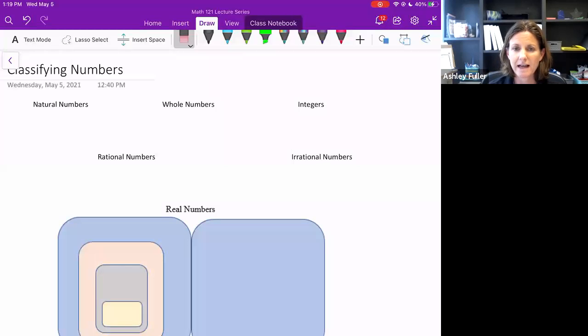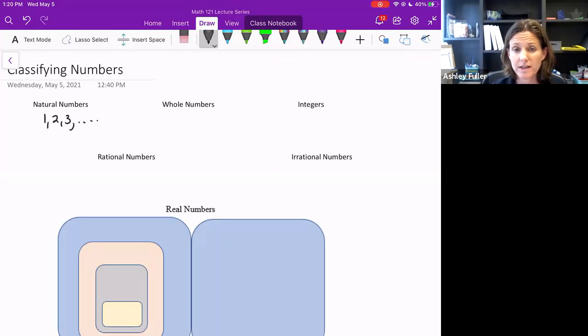Today we're going to look at classifying real numbers. We're going to divide those real numbers into 5 categories. We'll start with natural numbers, which I sometimes refer to as the hide-and-go-seek numbers. They start with 1, 2, 3, and so on. There's no decimals, no fractions, no negative numbers, no numbers that you would not use when playing hide-and-go-seek.